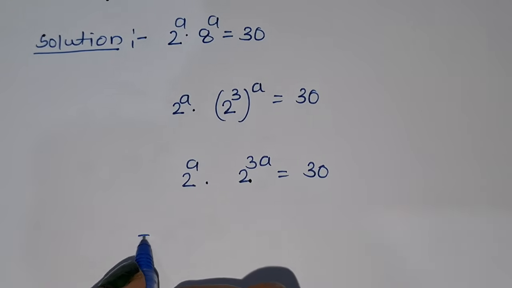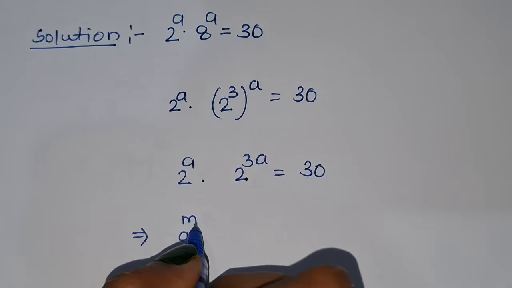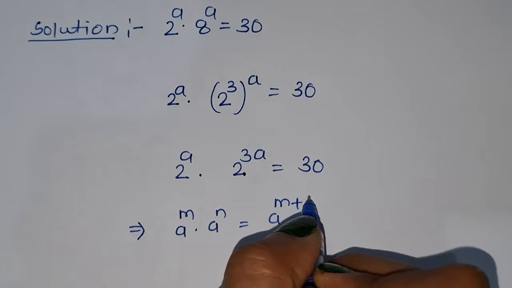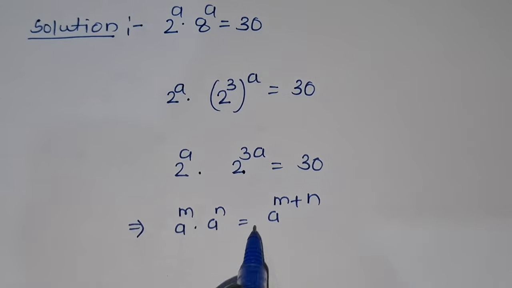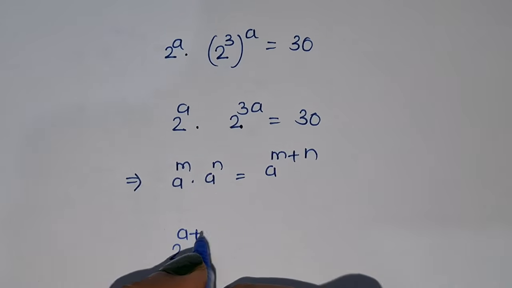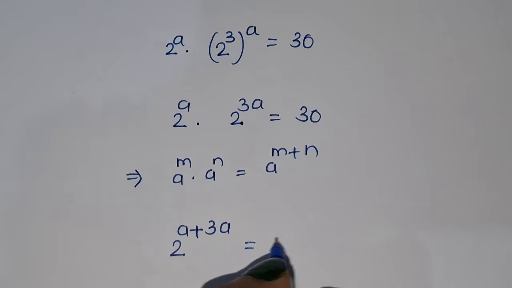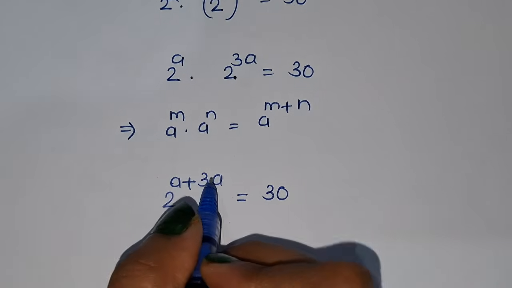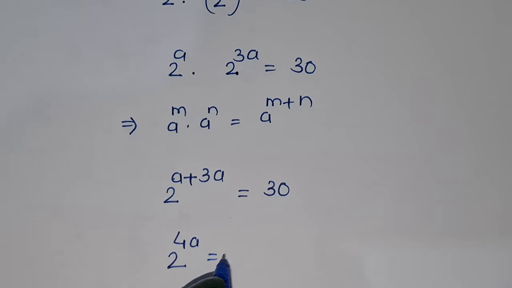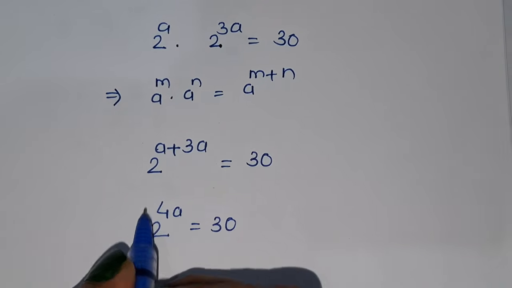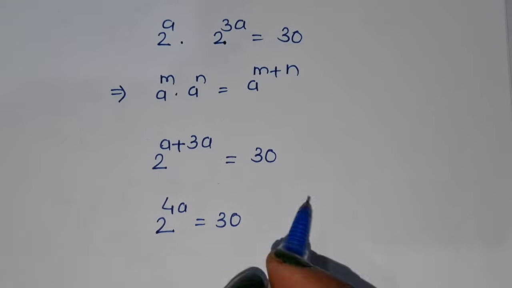2 power a times 2 power 3a is equal to 30. Now we are using a formula here: a power m times a power n is equal to a power m plus n. Using this formula, it will become 2 power a plus 3a is equal to 30. 2 power a plus 3a is 4a, is equal to 30. Now we have to use log here. We are using log to solve this one.